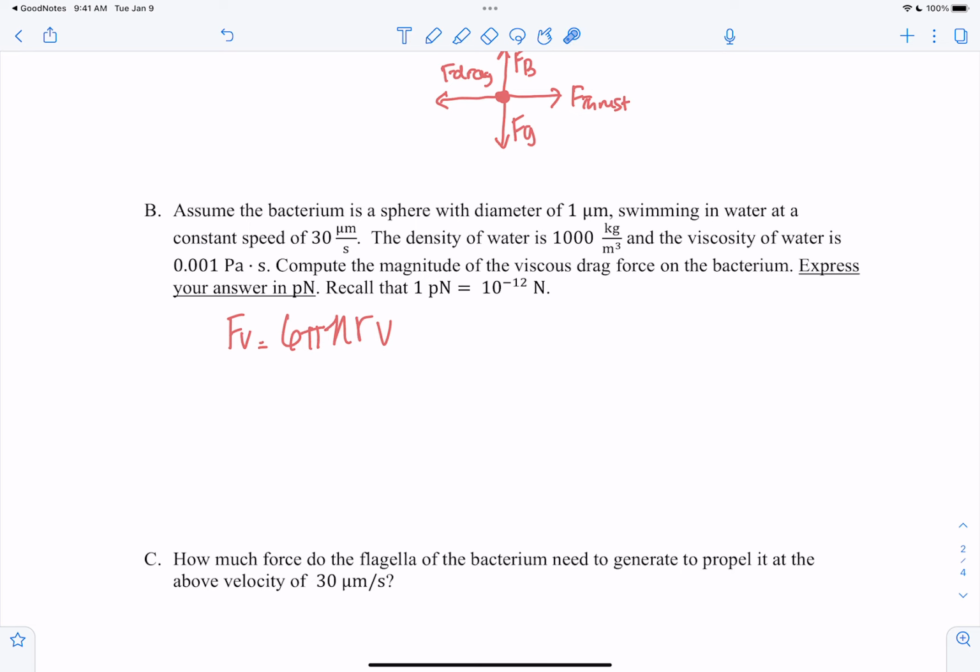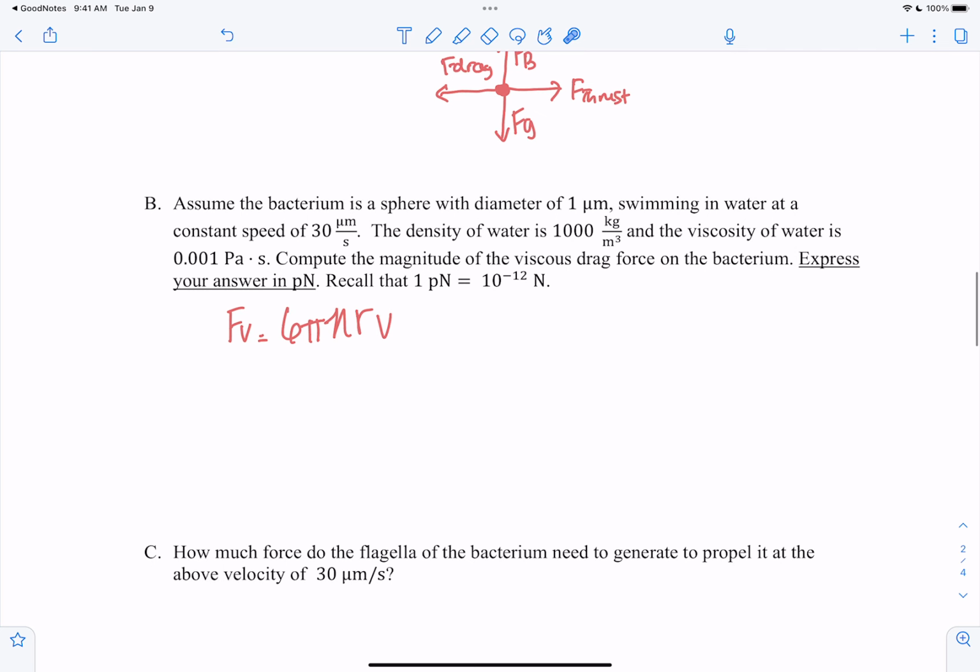Well, we know the viscosity is 0.001 Pascal seconds. That's our fancy N there. Our radius, well, we have our diameter. So diameter is equal to 2 times the radius, so we just divide the diameter by 2 to get our radius. And then, let's see here. Okay.